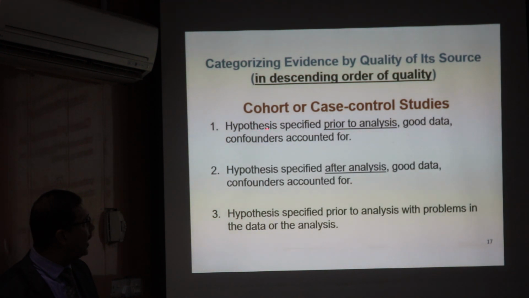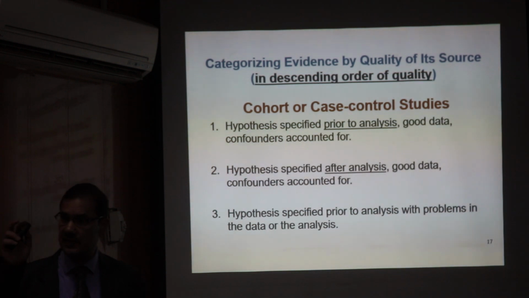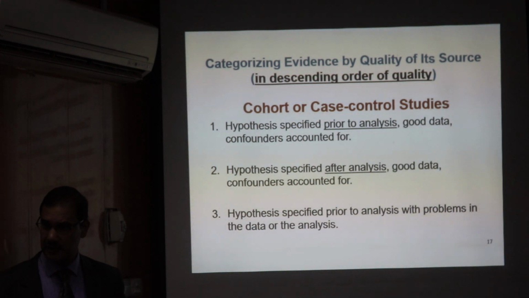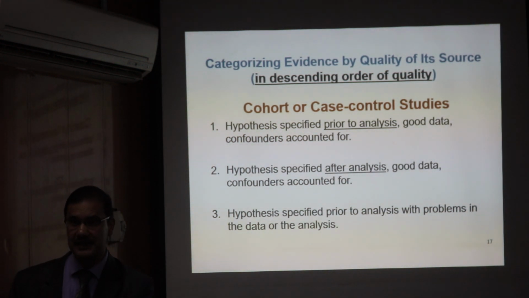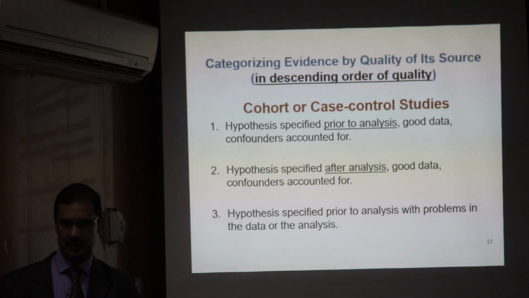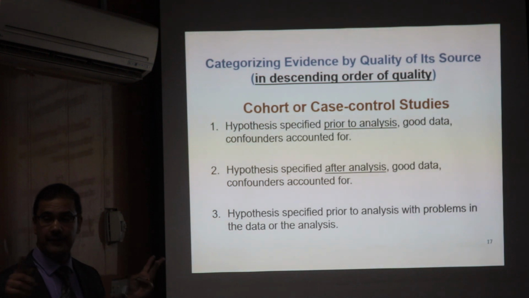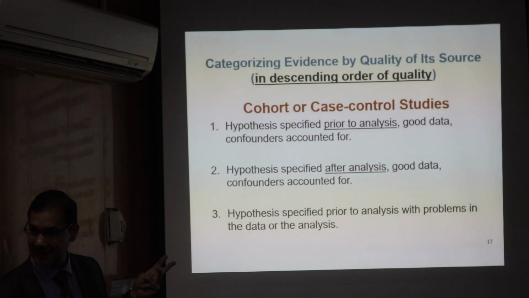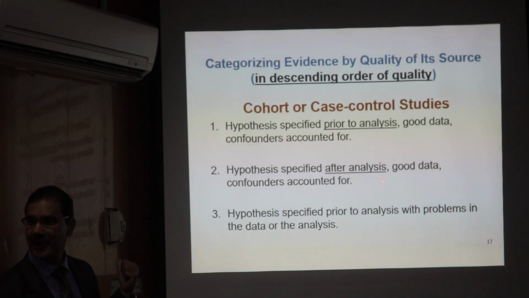Cohort, it's hypothesis. We have 3 levels. Keep in mind, you need to have the hypothesis before you start. There are 2 types of options. Either you have the hypothesis before you start the study, or after you collect the data.